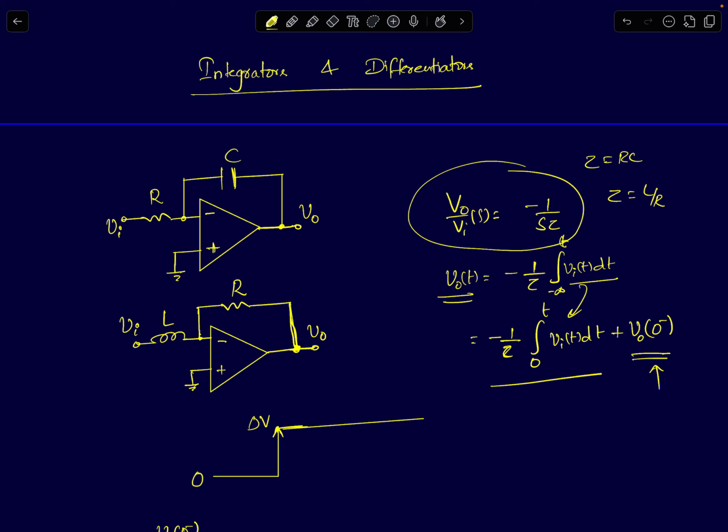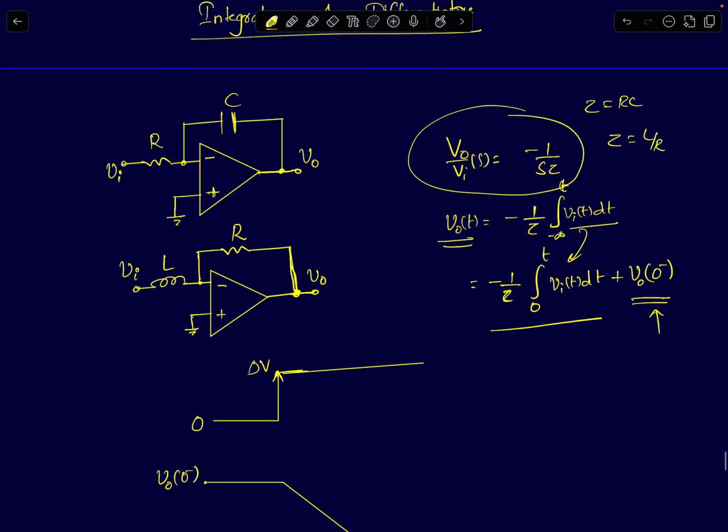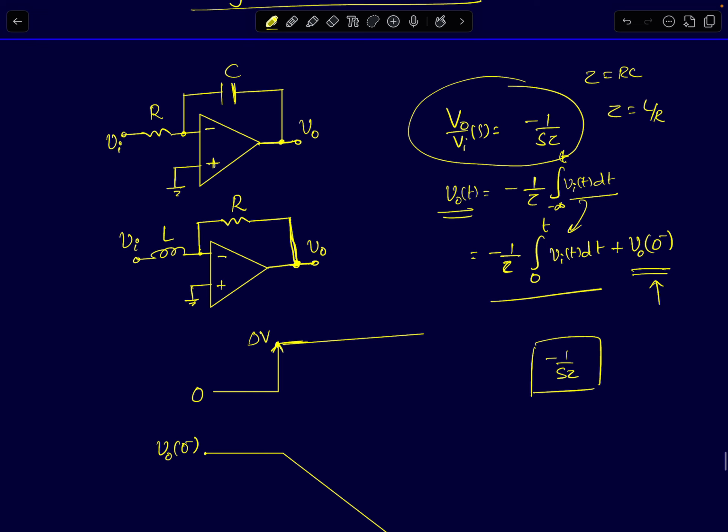First, we'll analyze what should be the ideal response of an integrator. If I just treat the integrator like a black box, with a transfer function given by minus 1 by s tau, what should I expect? If I feed a positive step voltage of delta V volts, what should happen to the output? The output should be a ramp, a negative ramp. It starts at 0, assuming the initial voltage is 0, and then it starts decreasing.